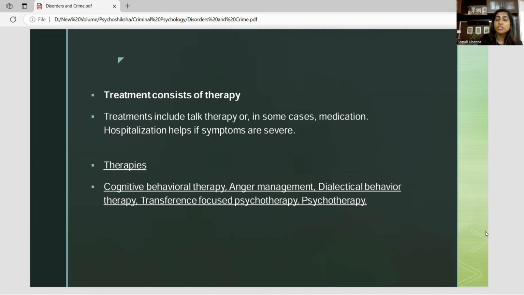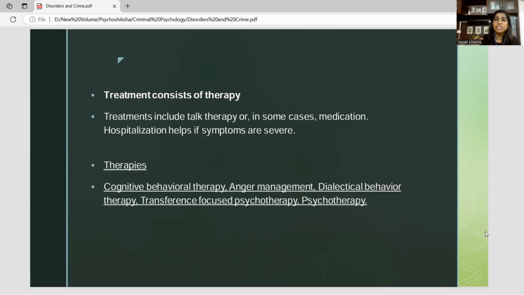Treatment consists of talk therapy and in some cases medication. Hospitalization helps if someone is severe. And cognitive behavior and anger management techniques are highly applied with people with borderline, because they are very impulsive, and on the verge of impulsivity they just harm themselves, and there are huge chances that they'll kill themselves. So in order to stop that, in prisons also we keep on conducting anger management workshops for them so that their behavior remains under control.